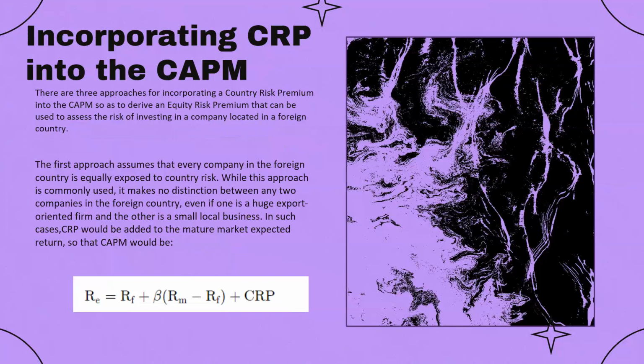So there are three approaches for incorporating CRP into the CAPM. First approach assumes that every company in the foreign country is equally exposed to country risks. While this approach is commonly used, it makes no distinction between any two companies in a foreign country, even if one is a huge export-oriented firm and the other one is a small local business. So basically, paano na-incorporate ang CRP dito sa first approach, no? So kung napansin mo, they just added CRP, no, dun sa formula natin to compute for the CAPM.